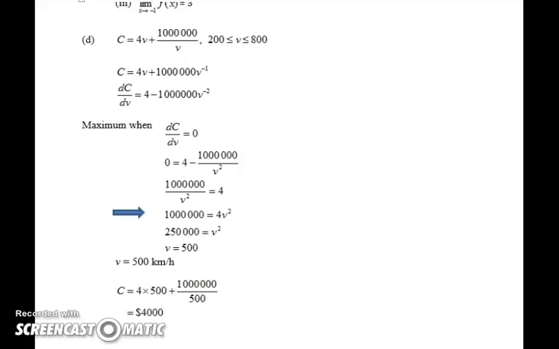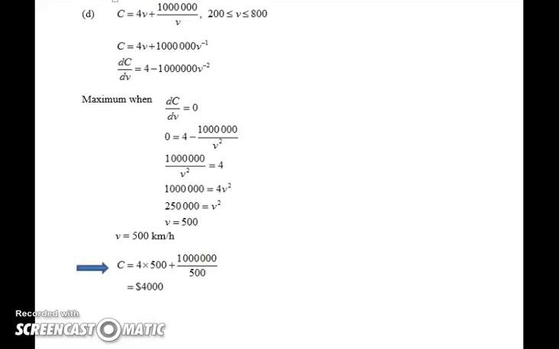Cross multiply, 1 million equals 4v squared, dividing by 4, and then square root. V equals 500 kilometers per hour. Now the value of v is not the answer to the question. We're asked for the minimum cost. So I substitute v back into the original equation and come up with a minimum cost of $4,000.